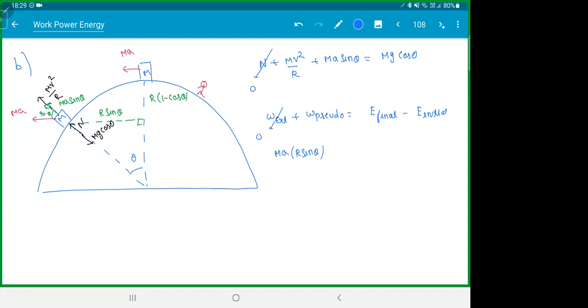The pseudo force ka work done is ma into the horizontal distance r sin theta. I hope you remember that. If the force is horizontal, you have to take the horizontal displacement. The final energy, I'll take the initial as a reference line, is minus mg r(1 minus cos theta) potential energy, plus half mv square, whereas the initial energy is 0. I'll take this as a reference line, potential 0.